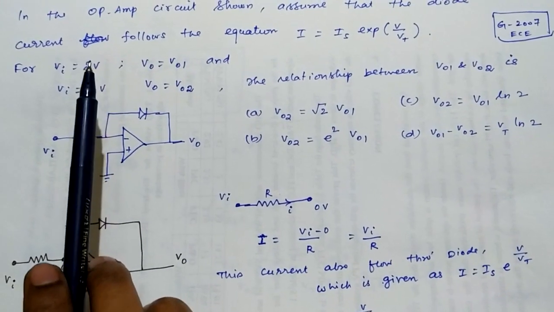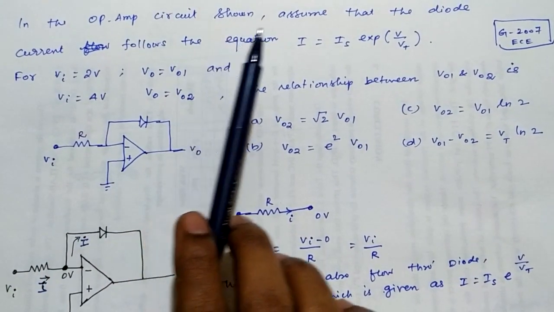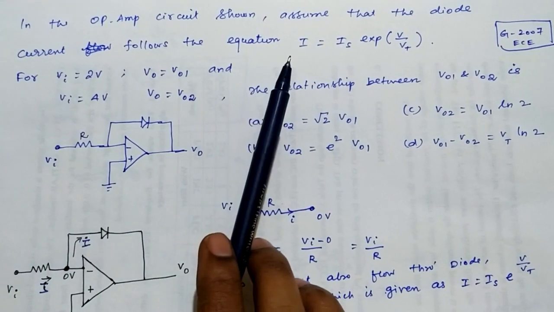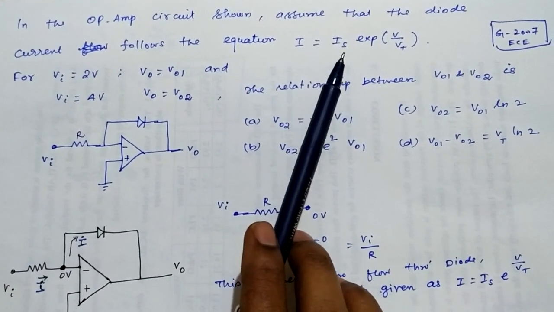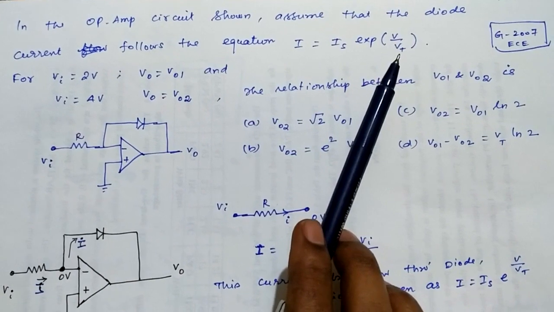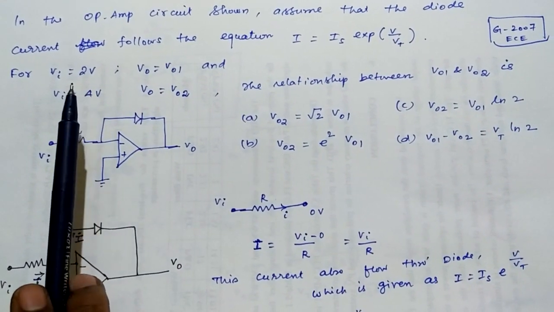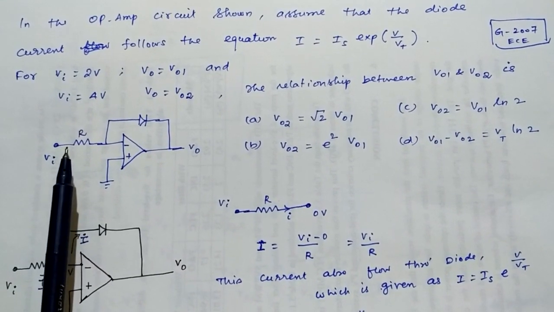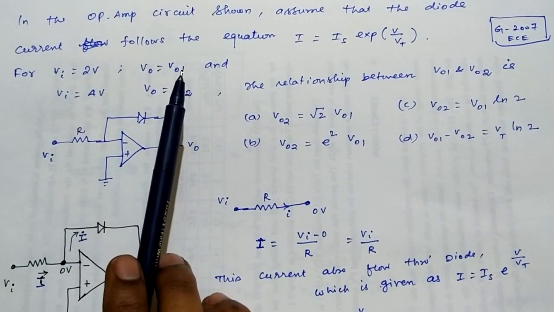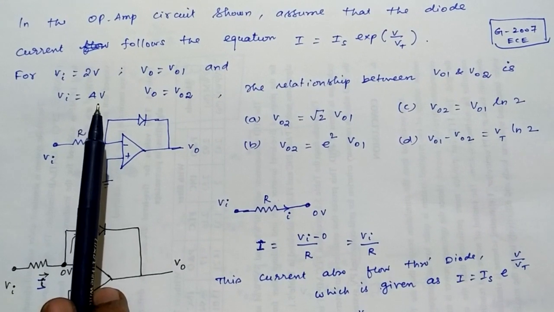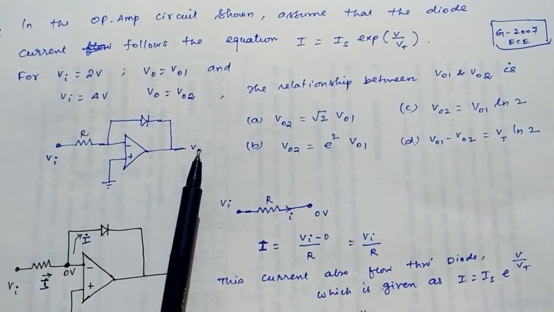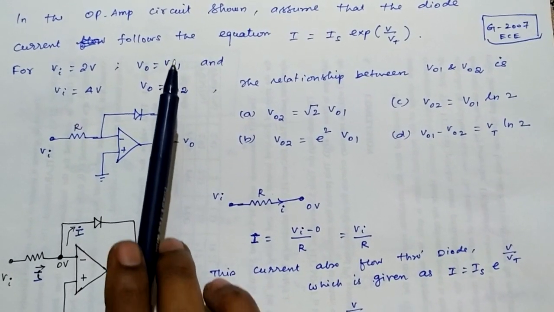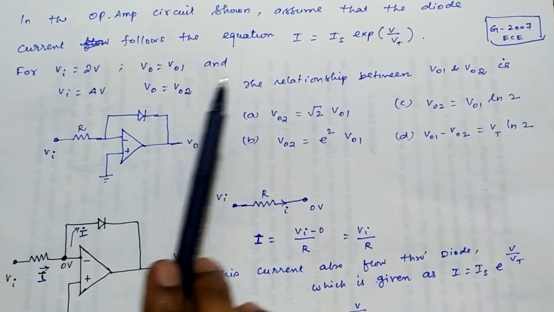Next question. In the op-amp circuit shown, assume that the diode current follows the equation I is equal to Is e power V divided by Vt. For the input voltage of 2 volt, the output voltage is V01. For the input voltage of 4 volt, the output voltage is V02. What will be the relationship between V01 and V02?